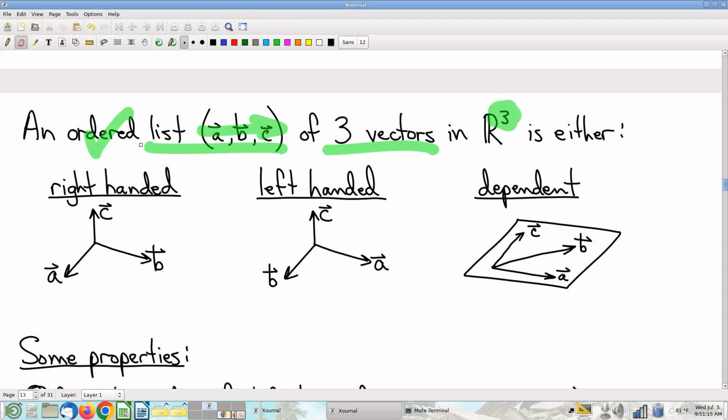And so here's the version that we're going to talk about. I'm going to start by defining what it means to be a right-handed list. This is a little bit weird. It takes a couple of seconds. Bear with me. The idea is this: you have to use your right hand. You're going to point your index finger in the direction of the first vector A.